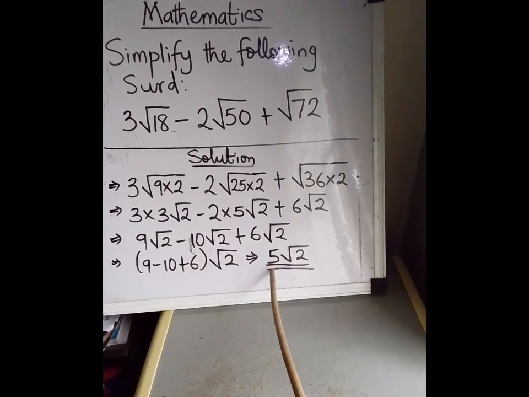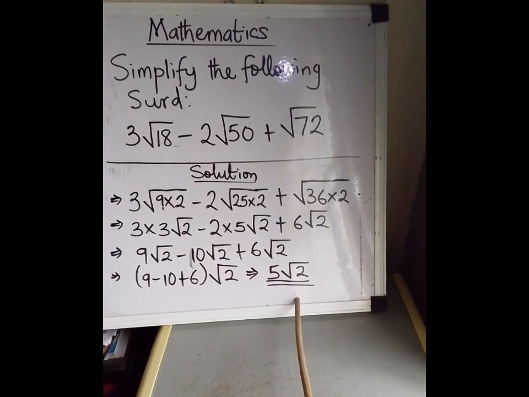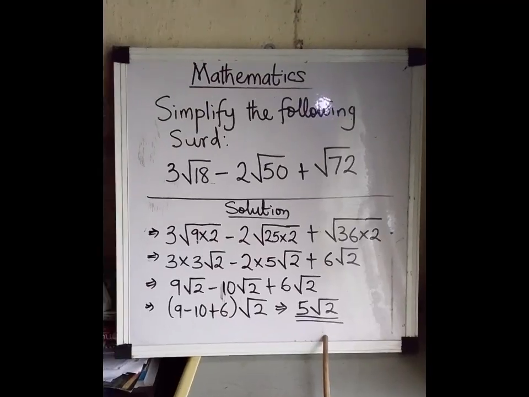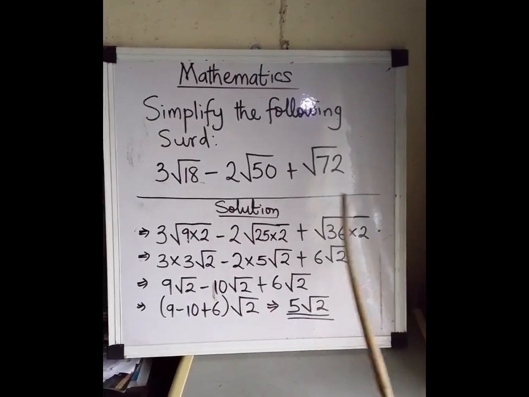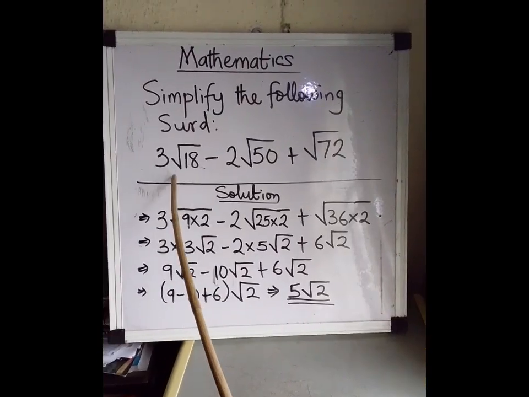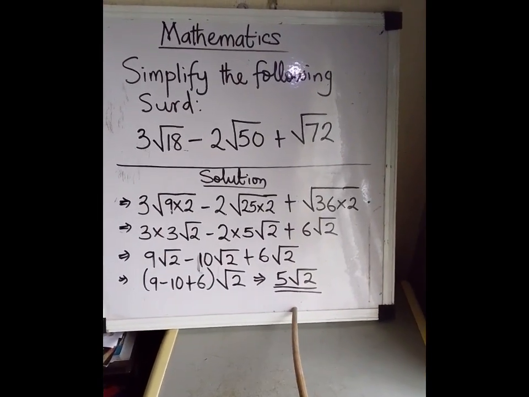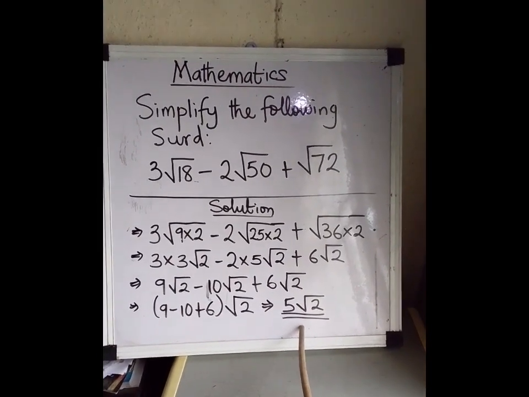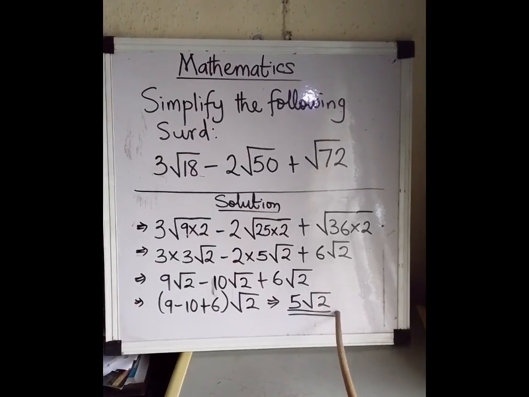So the final answer is 5 surd 2, or 5 root 2. Remember, all of this they call surd; it's just root. So that's the final answer. Everything you've seen here has been simplified to this. It is an objective question, and that's the exact thing you're going to see.